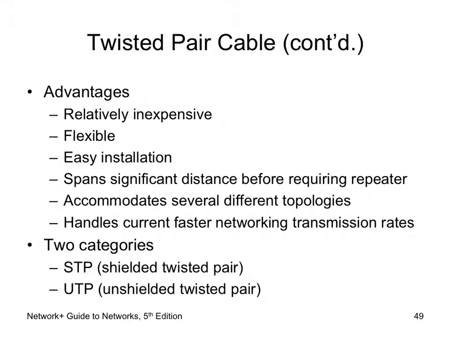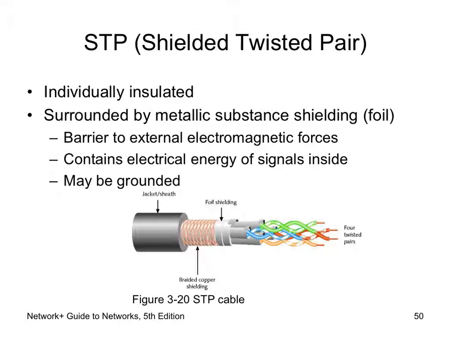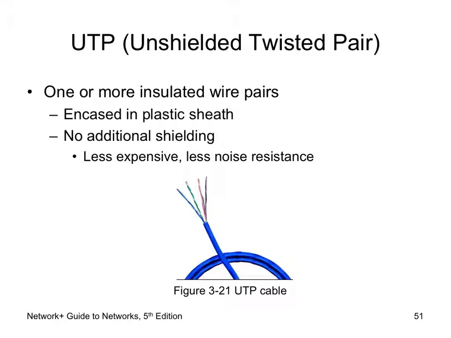There are 2 categories: shielded twisted pair and unshielded twisted pair. Shielded looks just like this, very well insulated. You've got the 4 twisted pairs, the foil shielding around that, the braided copper shielding, and then a hard plastic jacket around that. Unshielded, you can just tell by looking at it, is much cheaper, right? You've got the 4 twisted wires, and then a nice plastic sheath around that, and that's it. That's all you got. No additional shielding.